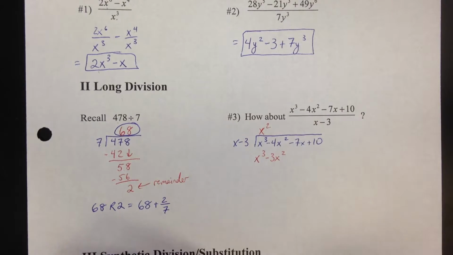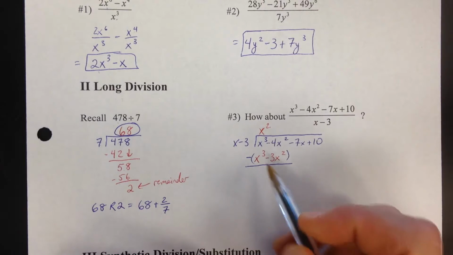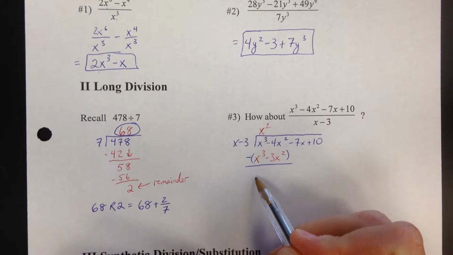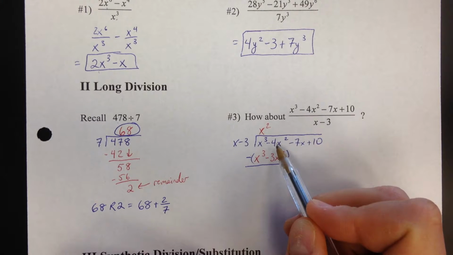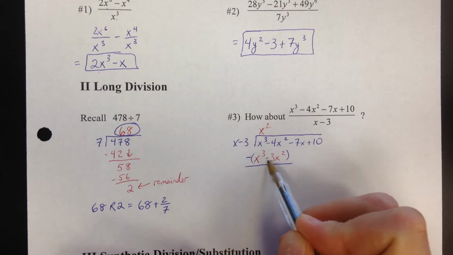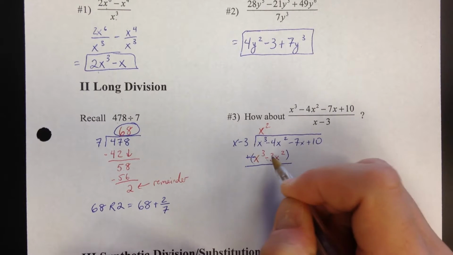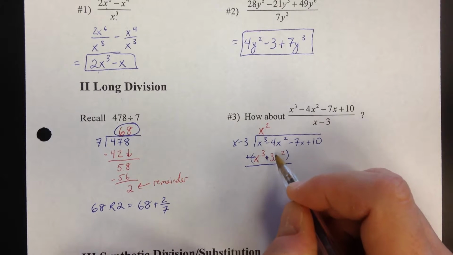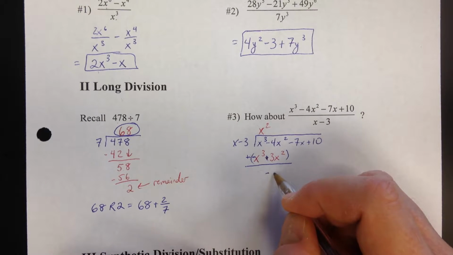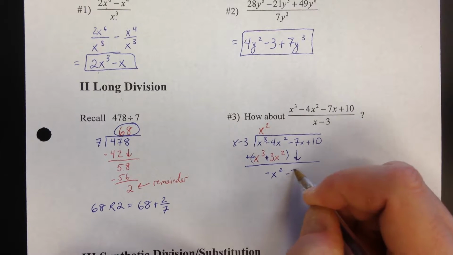Now what we do is we subtract that to get what's left over. X to the third minus x to the third is 0. Okay, so that's gone. Now you got to be careful here. This is negative 4x squared minus negative 3x squared. Now that's going to become plus 3x squared because I'm subtracting a negative. So I'll put that negative there, and then this becomes a plus. So negative 4x squared plus 3x squared is negative 1x squared. And then we bring down the next term, which is minus 7x.